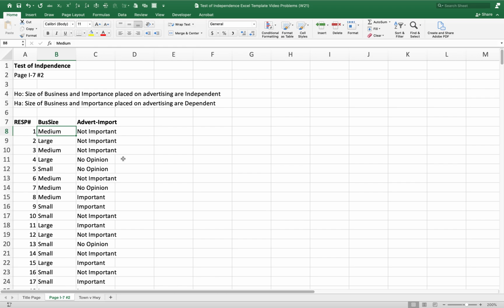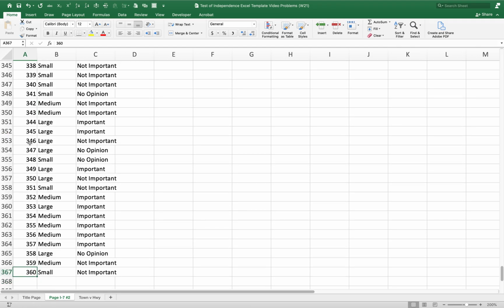So let's set this thing up here. I've got the three columns here: the respondent number, the business size, and the importance that they place on advertising. And it's in a little block here of three columns. So we've got titles across the top here, and then these are contiguous columns, right? They're all together, and contiguous rows, they're all together. And that's why I always like to keep a respondent number, because everybody has a respondent number. There's no blanks there.